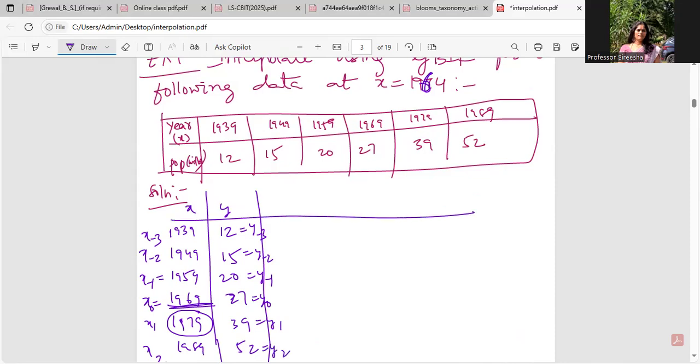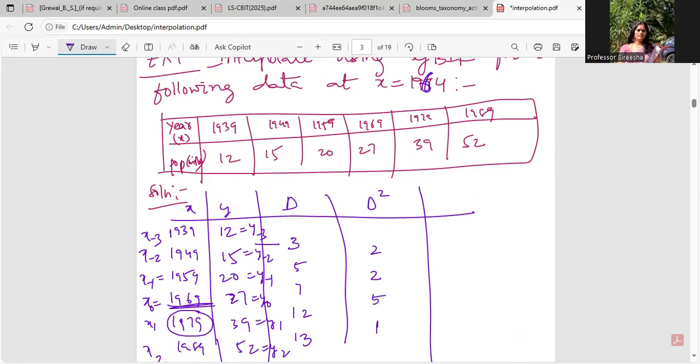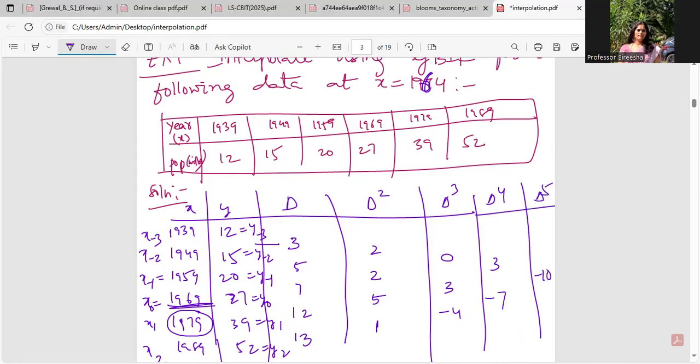Now coming to the differences, I'll be finding the differences. I'll be writing those differences exactly at the center, not to lose track. First differences would be 3, 5, 7, 12, and 13. Next differences would be 2, 2, 5, and 1. Third differences: 0, 3, and minus 4. Fourth differences would be 3, minus 7. And the fifth difference would be minus 10.